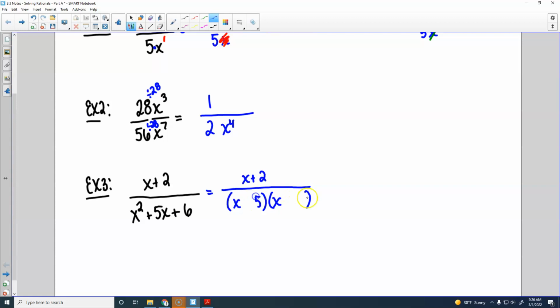Because if we put a 5 and a 1 here, then we'll get a 5x here, and then we'll get a 1x here, which will give us 6x in the middle. Because they have to add to give you the middle number. Actually, and this will be backwards anyway, because 5 times 1 will give you a 5. So that will be backwards from what we want.